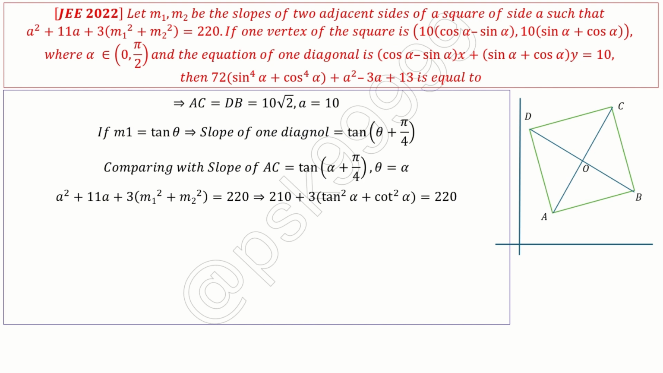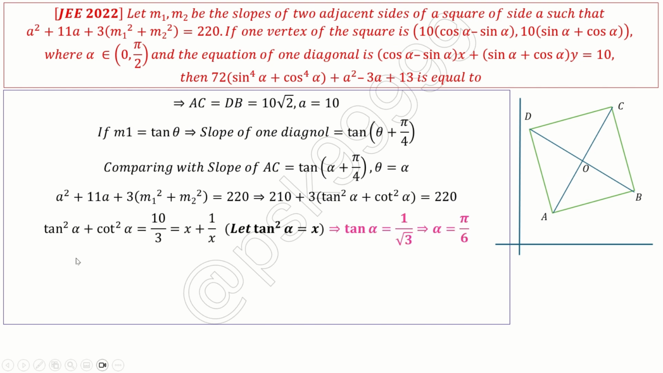3 times, yeah, 210. A square is 100, plus 11 into 10, which is 110. So 210 plus 3 times (tan square alpha plus cot square alpha) equals 220. If I simplify it, this is what I get: tan square alpha plus cot square alpha equals 10 by 3. I will assume tan square alpha as x, then it becomes x plus 1 by x equals 10 by 3.